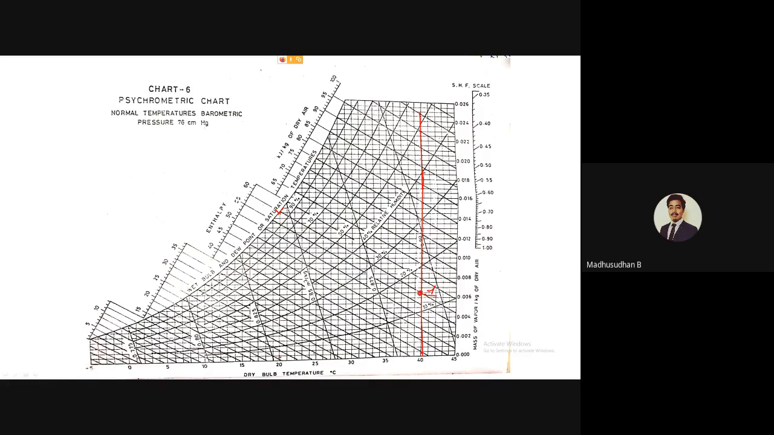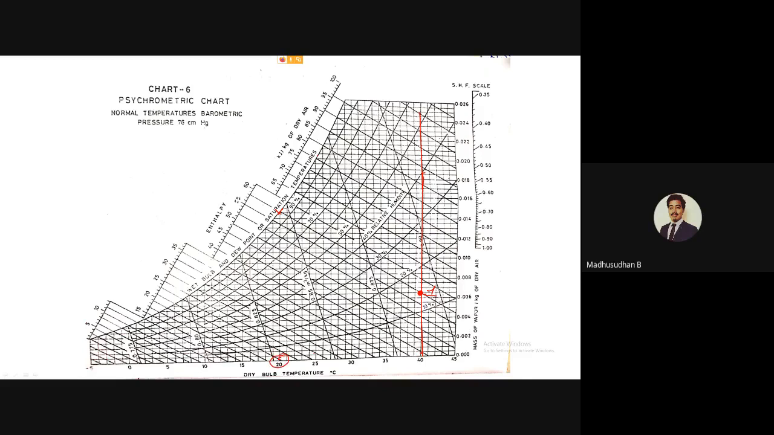This is your state 1 approximately. Now, how to plot the comfort zone? Comfort zone is given by what? He has given the conditions as 20 degrees Celsius. So just go for the 20 degrees Celsius value now. So this is the 20 degrees Celsius.